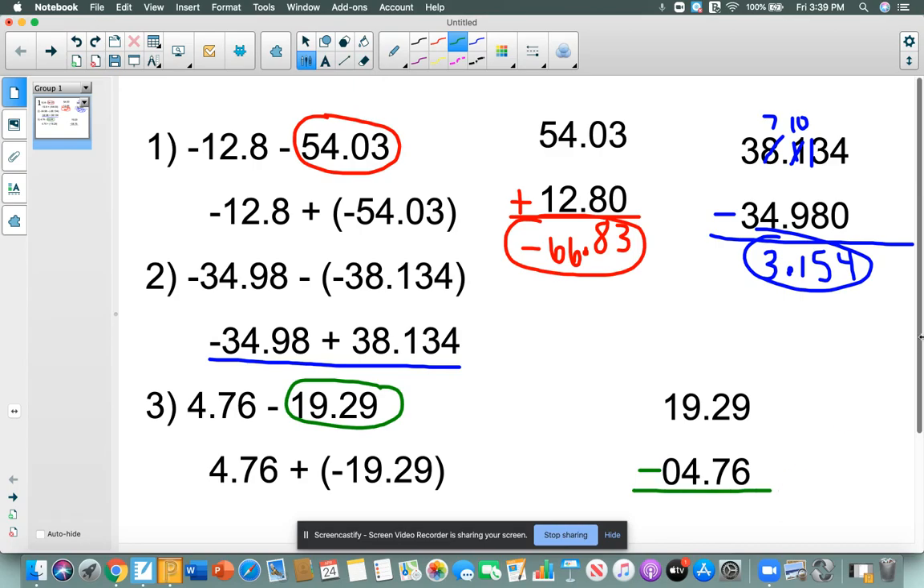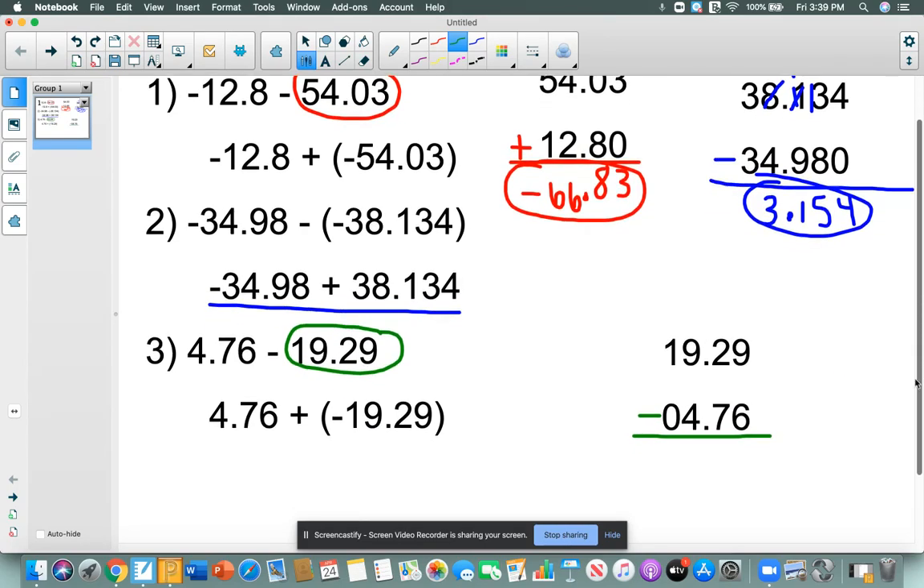I'm going to move this down a little bit. There we go. And we're just going to subtract like we normally would. 9 minus 6 will give me 3. Can't do 2 minus 7, so I'm going to borrow from the 9. That becomes an 8, and the 2 becomes a 12. And then we do 12 minus 7. That would give me 5. Decimal comes straight down. 8 minus 4 is 4, and then 1 minus 0 is 1.